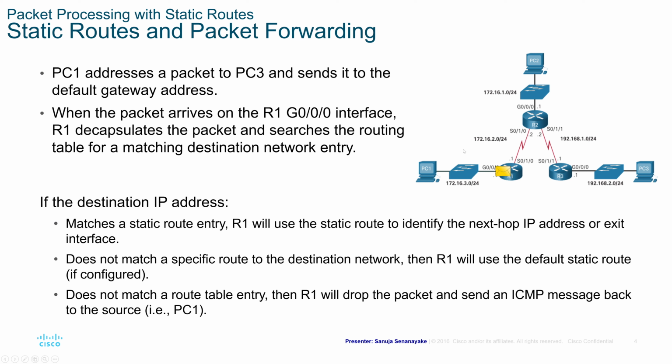What happened here is that PC1 wants to reach PC3, so it sends a message with the IP address of PC3. It reaches the default gateway, and the default gateway router looks in its routing table for any routing information that would match the request. If it finds a static route, it sends the packet through that static route. If it finds a default static route, if it is configured, it will send it using that. If it does not have any entries matching in its routing table, the packet will be dropped.